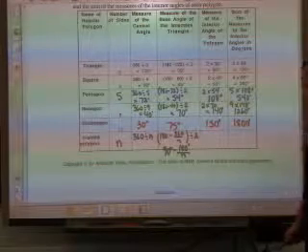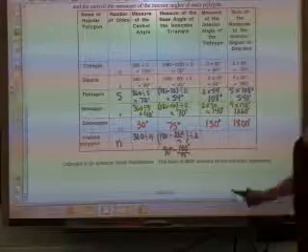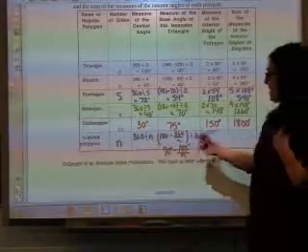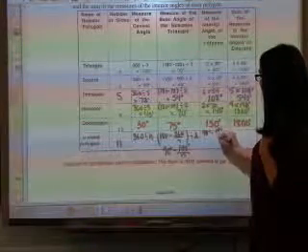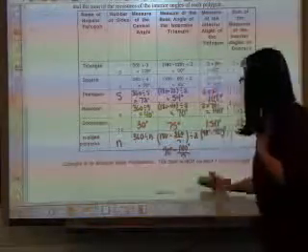The measure of the interior angle: what did I do in that step? I multiplied this by 2. So if I take this 90 degrees minus 180 over n, and I multiply it by 2, I'll square it.